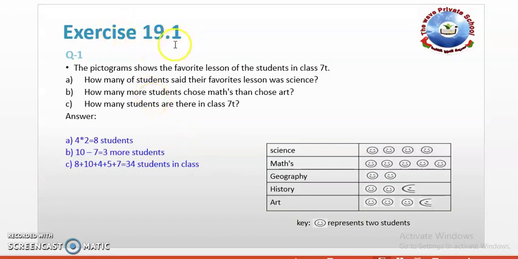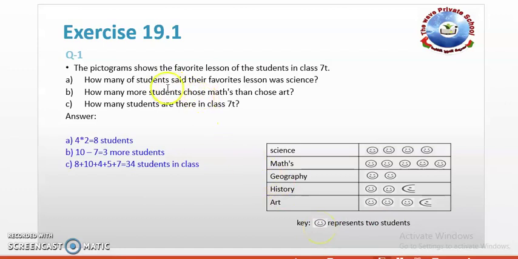Exercise 19.1, Question 1. The pictogram shows the favorite lesson of students in class 7T. A part: how many students said their favorite lesson was science? Just see this question. Always in a pictogram, the key represents some information, and the key, a smiley, represents 2 students. One smiley represents 2 students.